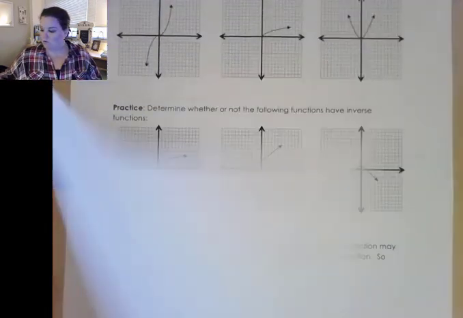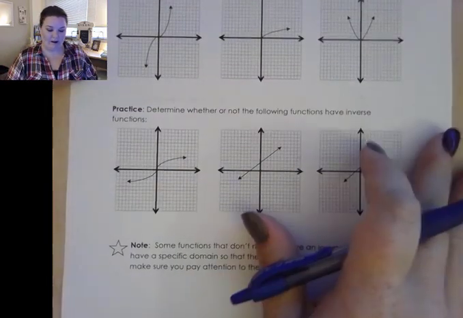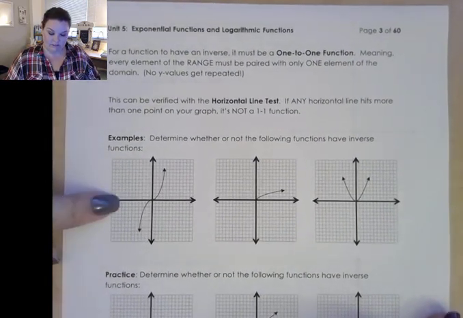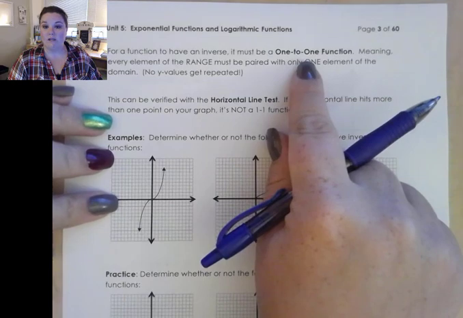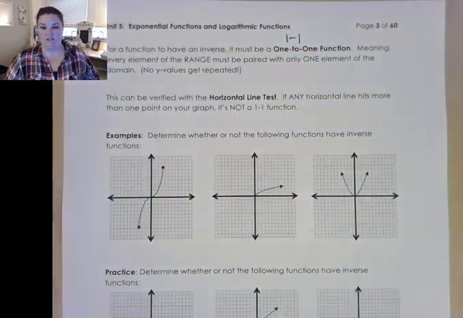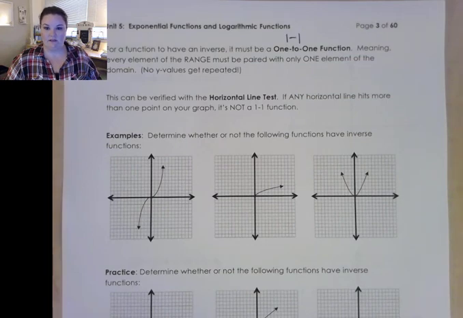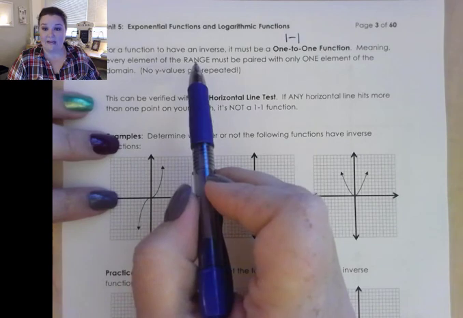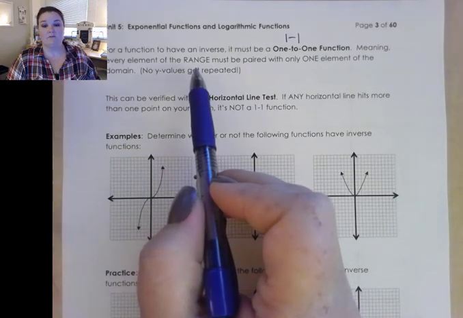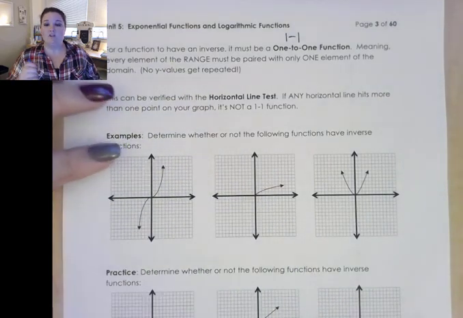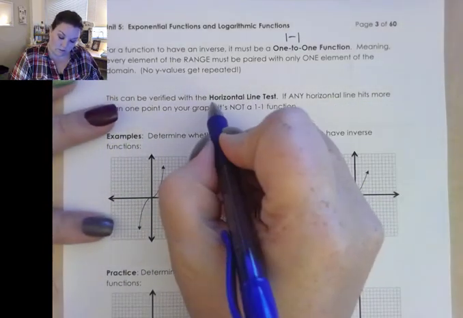There is something cool about looking at them graphically, because in order for a function to have an inverse, it has to be what's called a 1-to-1 function, okay? 1-to-1 function. That's our shorthand notation for this, okay? And what that means is every element of the range, or our y values, right, must be paired with exactly one element of the domain. So we're going to use what's called the horizontal line test.